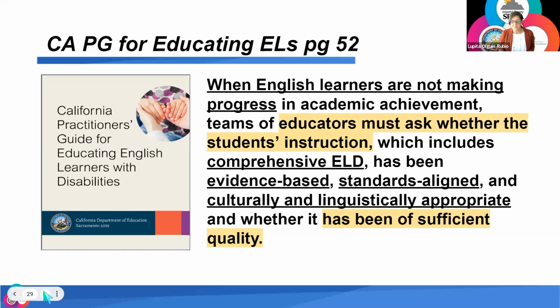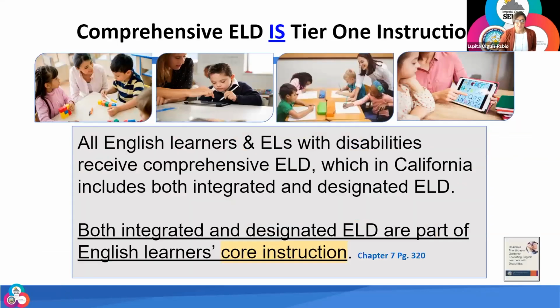Next slide, please. So again, as a reminder, all English learners are to receive comprehensive ELD. It is part of their Tier 1 core instruction, which includes both designated and integrated ELD. And this is true for English learners with disabilities as well. It is not in lieu of, or now that you have a 504 or an IEP, we're going to remove comprehensive ELD. No, it is supposed to be part of their core instruction for all English learners.